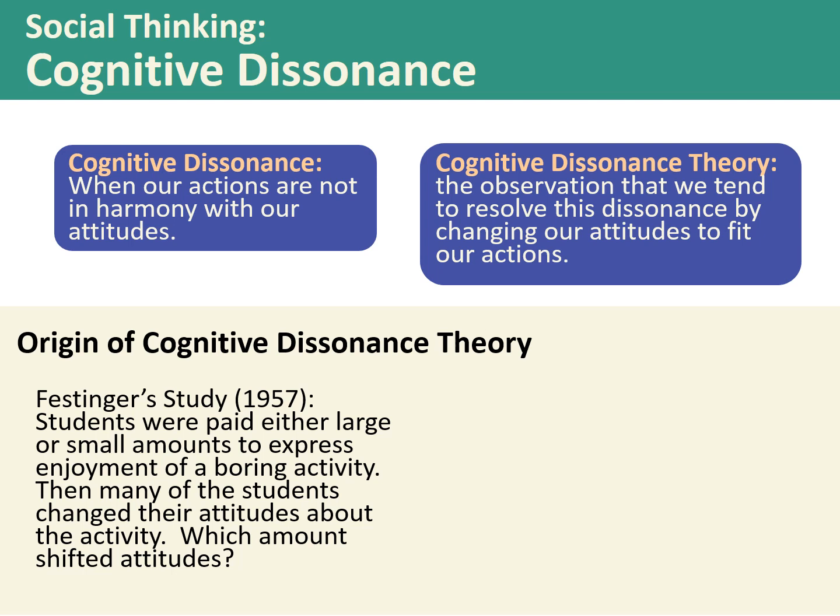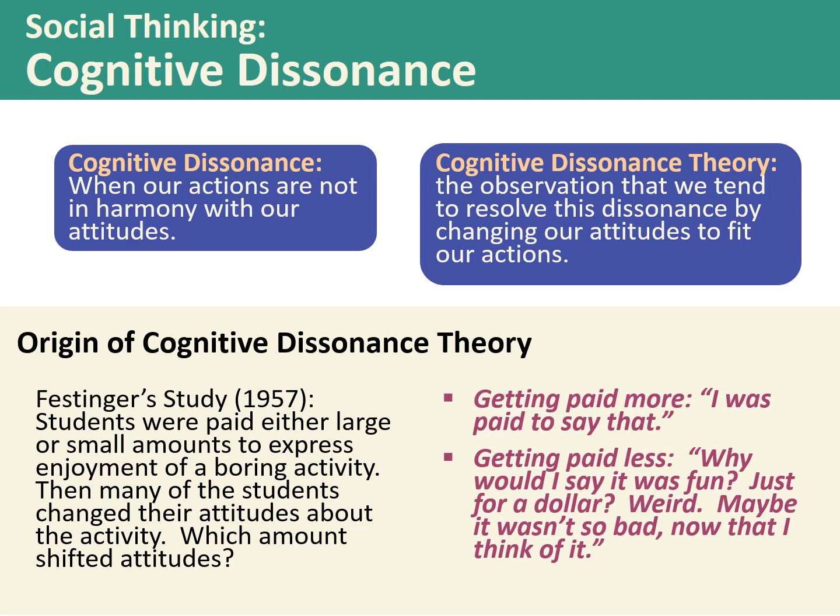So Leon Festinger is the guy that came up with the idea of cognitive dissonance theory. And in his original study, he paid students either a large or small amount of money to express enjoyment of a boring activity. And then he looked at how they actually enjoyed this boring activity. If he paid them a large amount of money to express enjoyment of this activity, they didn't shift their attitude. They said, I said I enjoyed it because he gave me a lot of money. That's not how I really feel. I was given a lot of money to do it, so I don't really believe in it.